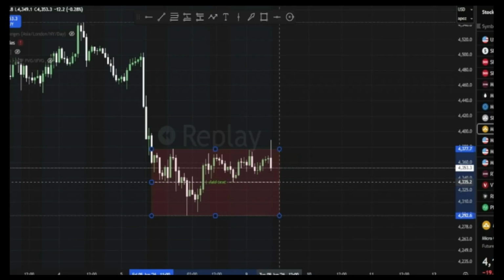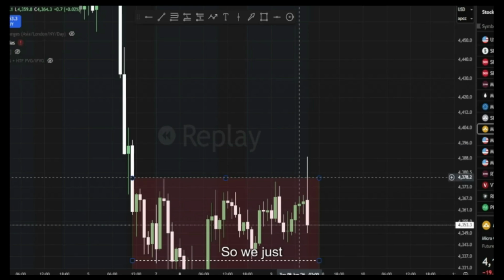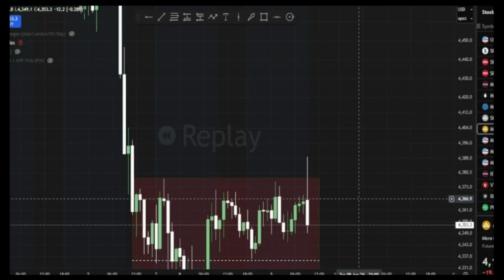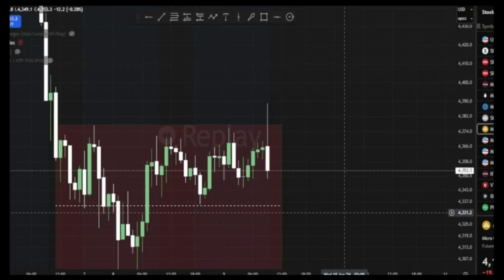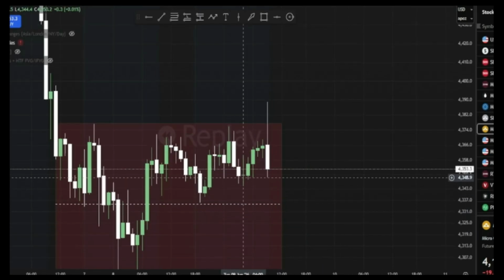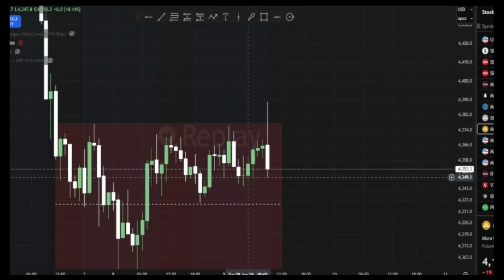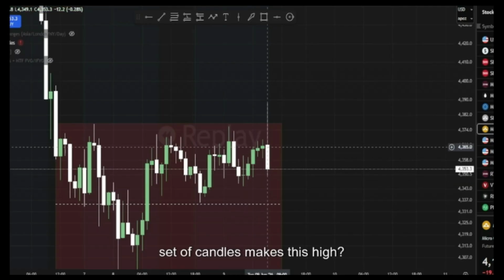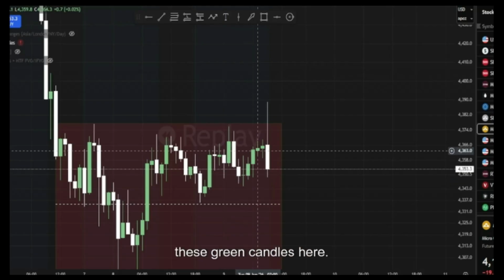And what do we get? So we just swept the high, and now we can do a couple things. We can look at what made this high. What set of candles makes this high? It would be these green candles here.